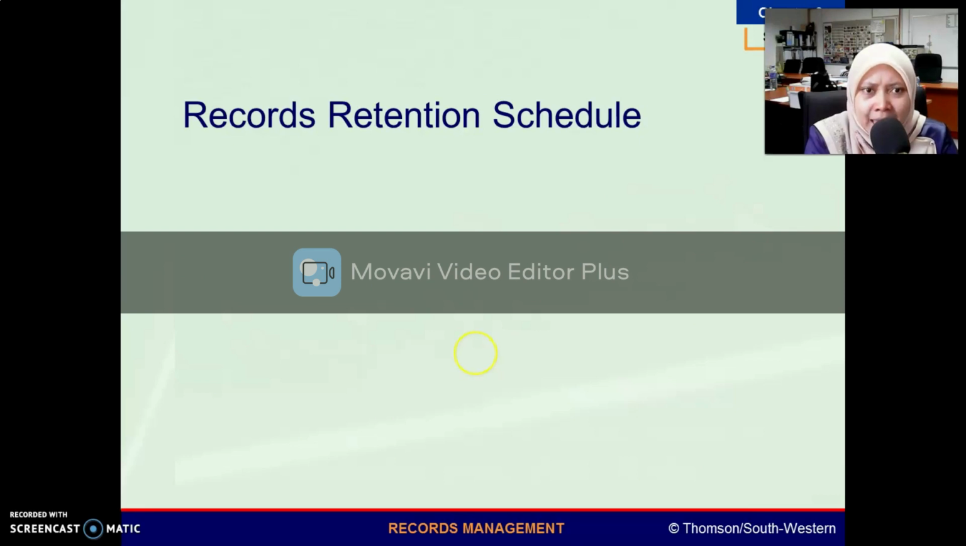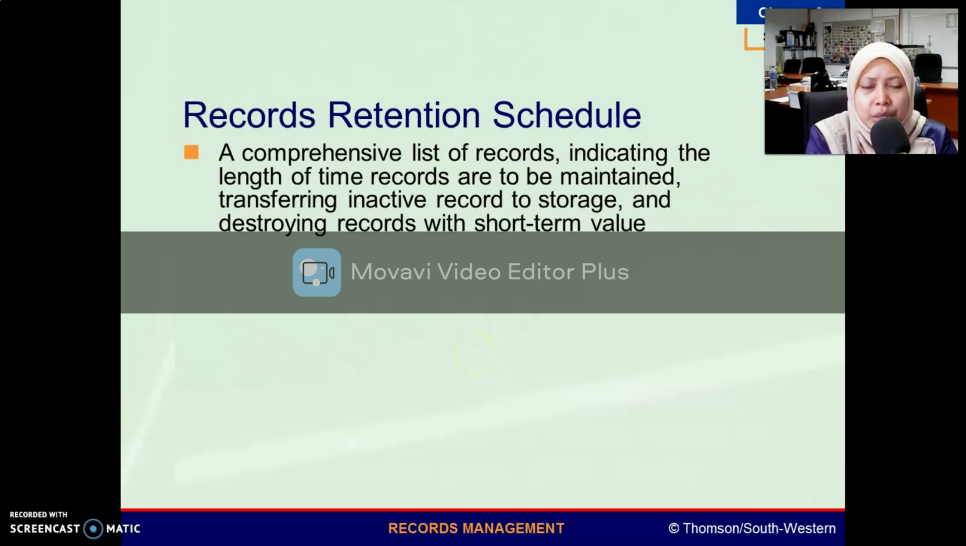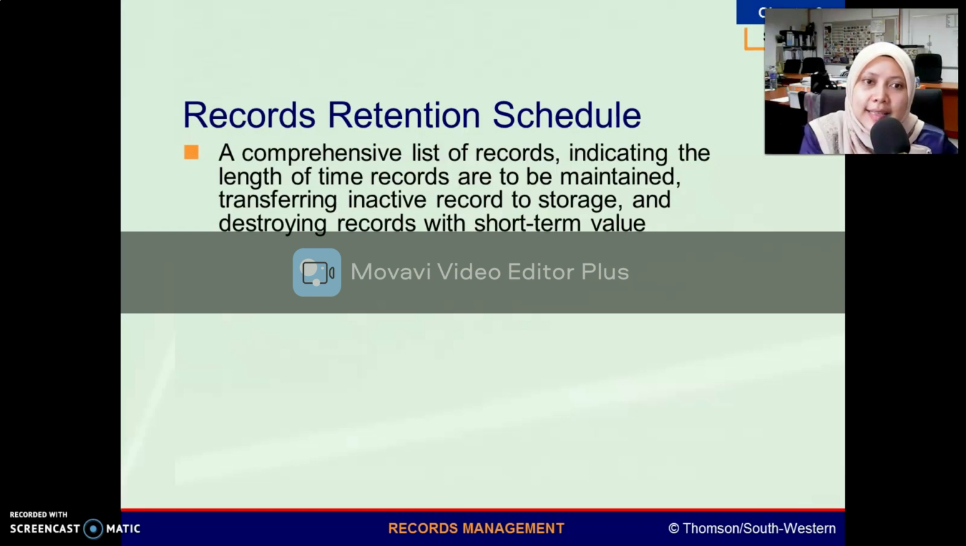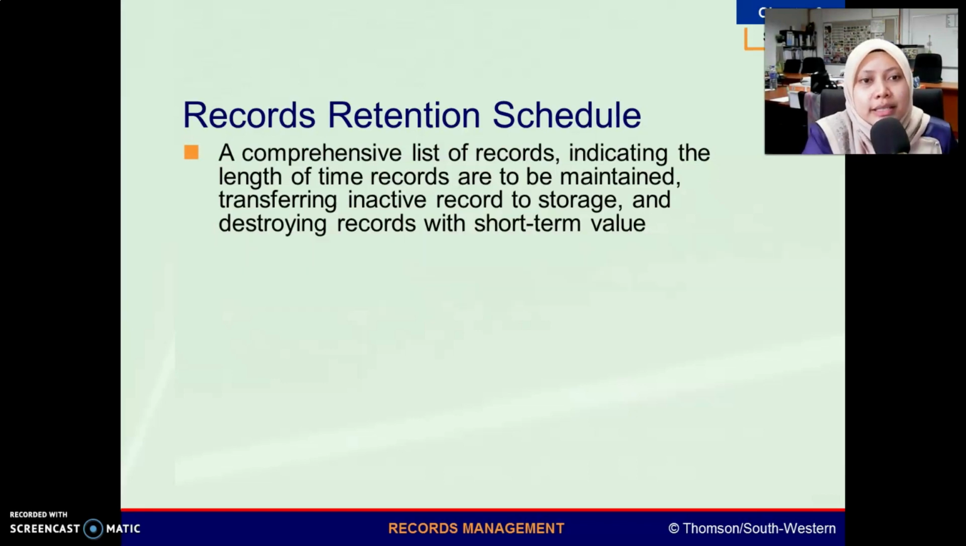Alright. And here, record retention schedules. We talk about retention again and again. Okay, after we have done the inventory analysis, the information that we gather in the inventory analysis will help us to prepare the retention schedules. And now here the question is, what is the retention schedule?